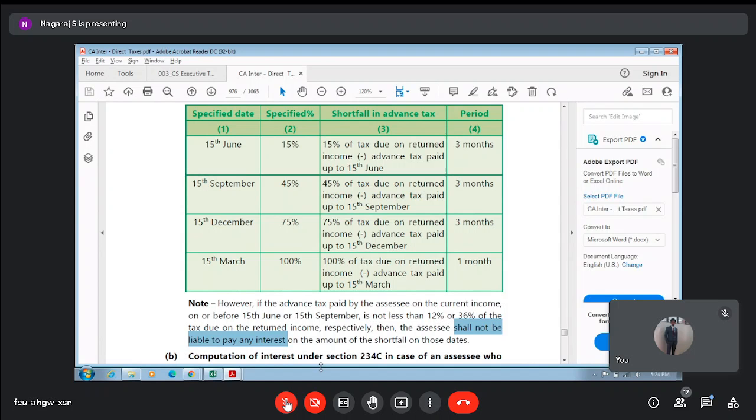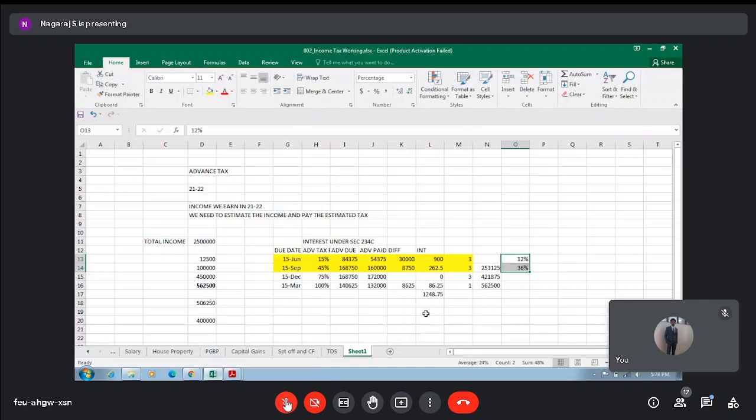If there is any, let me explain. You have paid this much, no? You have to see how much is the percentage. How to calculate the percentage? This amount divided by this amount into 100. You need to calculate the percentage. If this percentage comes below 12%, then whatever you have calculated is correct. More than 12%, then no need to calculate interest.